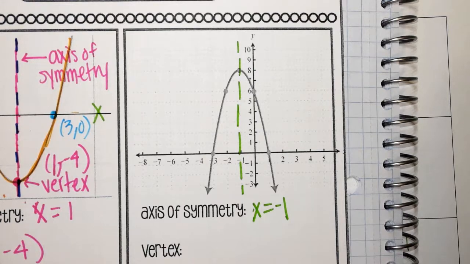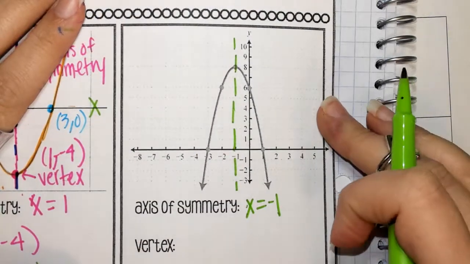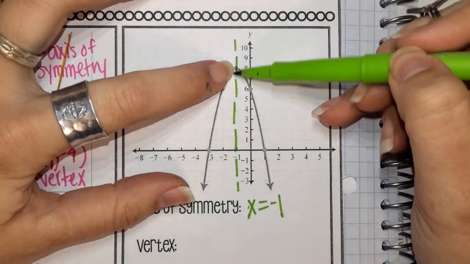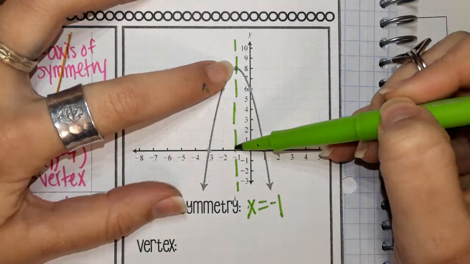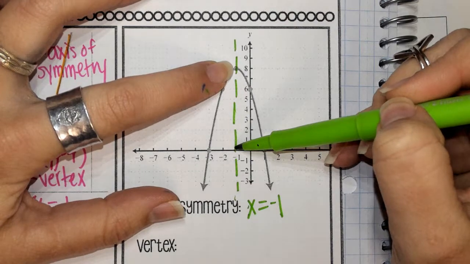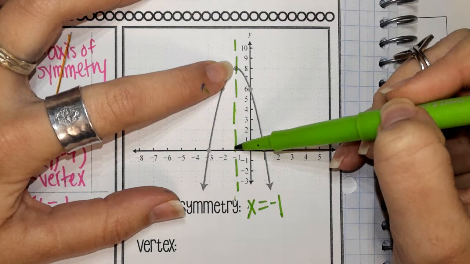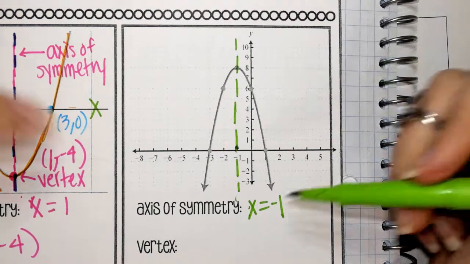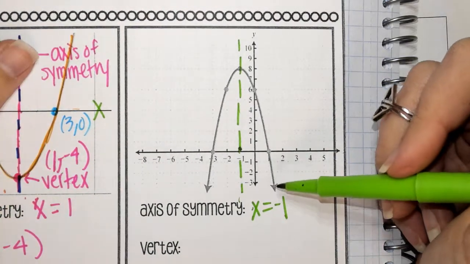Is everybody with me on how I got that? So to get your axis of symmetry, start at the top, draw a vertical line, see where it passes the x-axis. Does everybody understand now? How you find the vertices again? We're not there yet. We're not there yet, baby cakes. We're still on axis of symmetry.